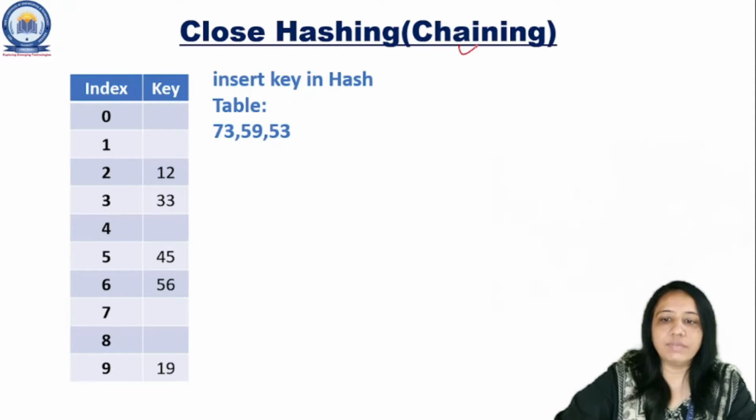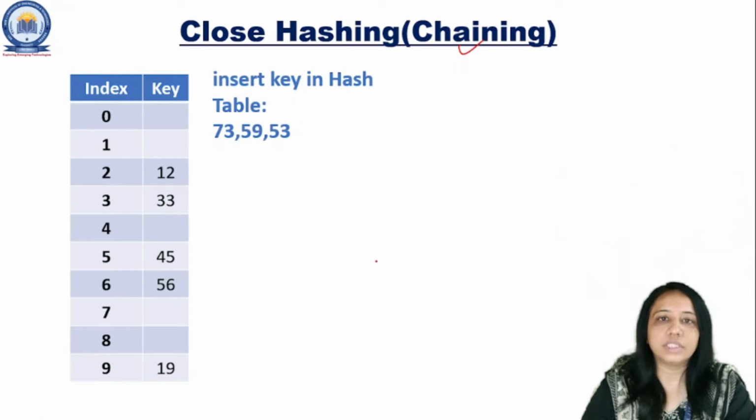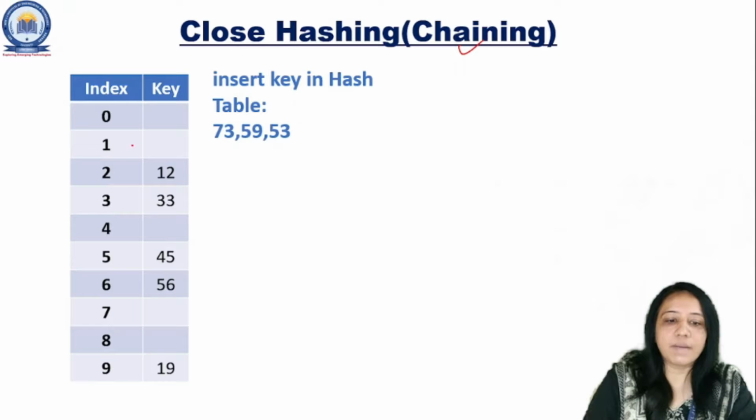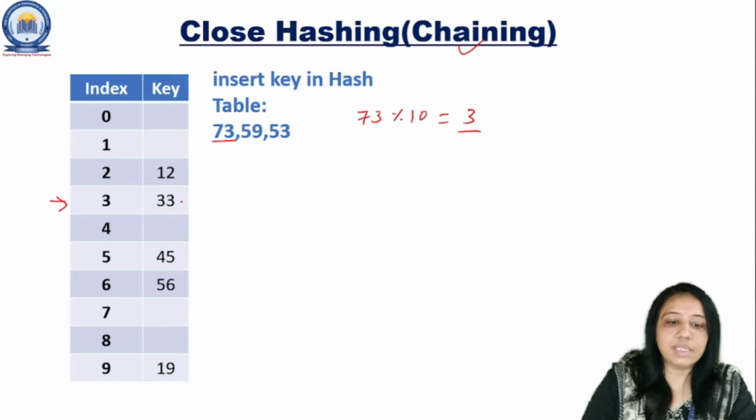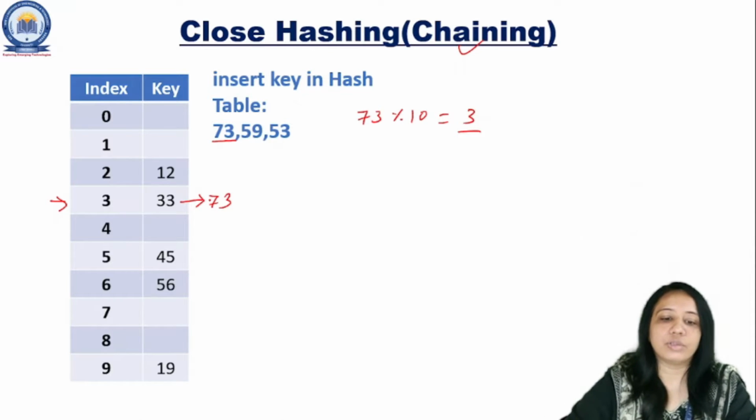The name itself tells you it is nothing but chaining. Suppose these are already inserted, and now I want to insert more keys. The first one is 73. 73 modulo 10 gives 3. So with chaining, it goes to this location 3 only, because static means the generated address or index does not change. But what happens is that 73 is chained with 33 at the same index. So here a chain is created.